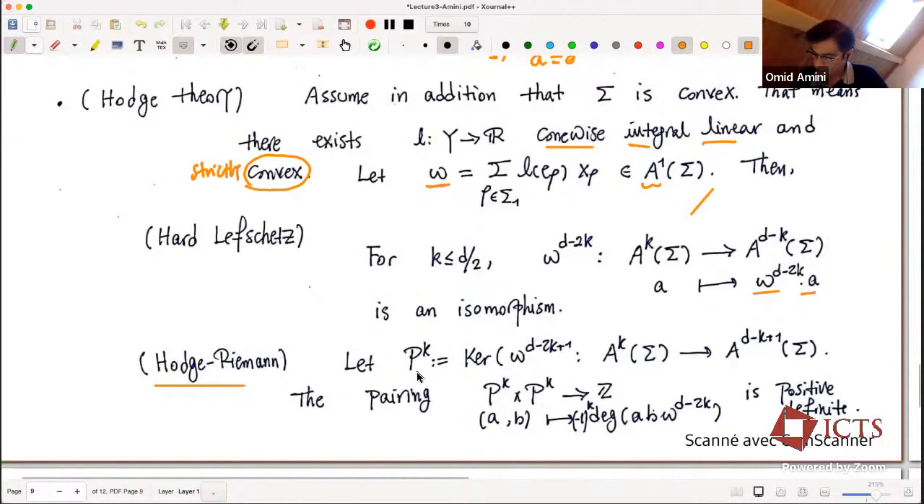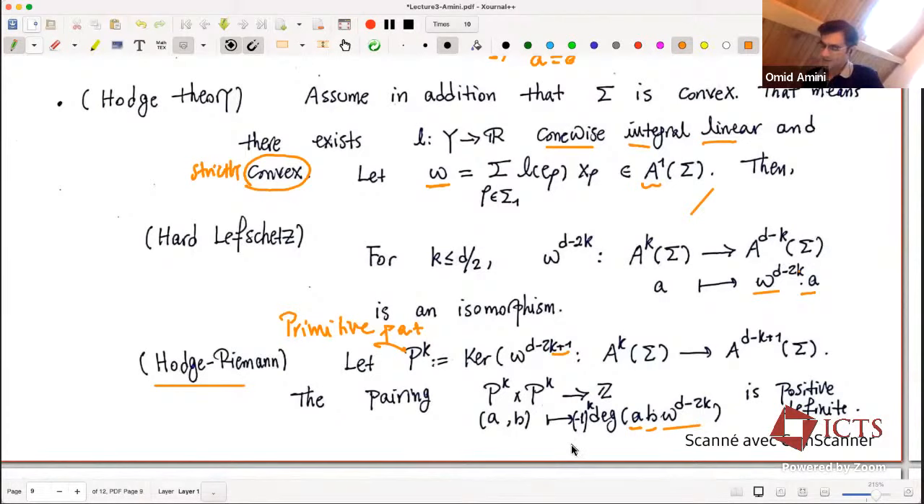You define the primitive part. The primitive part of the Chow ring, P^k, is the kernel of the map from A^k of sigma to A^(d-k+1) of sigma. So instead of going from A^k to A^(d-k), you go to A^(d-k+1) by taking another product with omega. The Hodge-Riemann relation, the Hodge-Riemann theorem, tells you that if you look at the induced pairing on P^k, which is inside A^k, defined by sending (a, b) to the degree of a b times omega^(d-2k), and you multiply this pairing by (-1)^k, then you get a pairing which is positive definite.